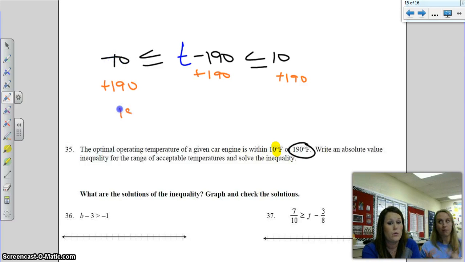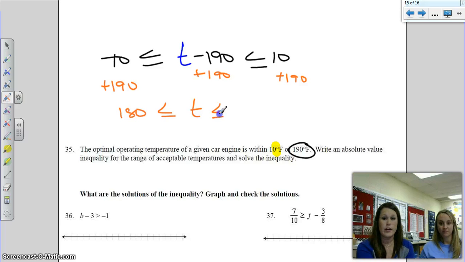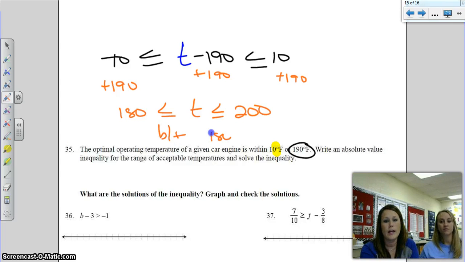That looks like the word 2, but it says negative 10. So 190 minus 10 is 180, which has to be less than or equal to the optimum temperature, which we know is 190 degrees. And then 200. Okay, so then relate back to the real world: between 180 and 200 degrees Fahrenheit. Oops, there probably needs to be a one here. Okay, cool. I love that problem.